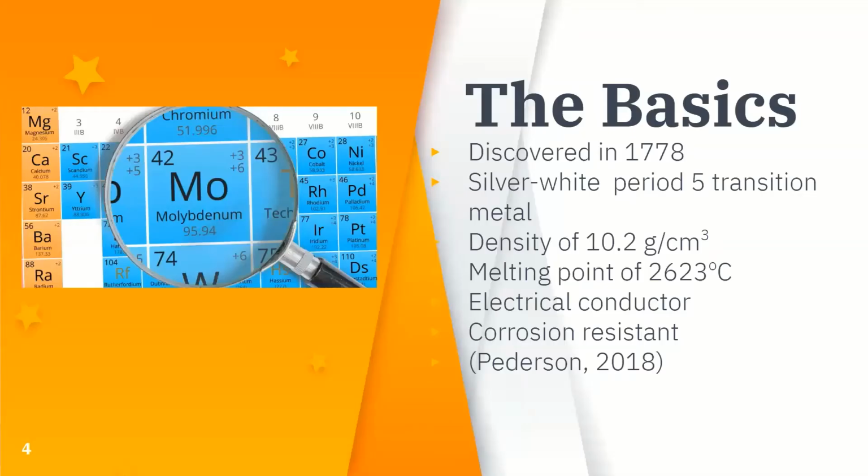Moly-B is a period 5 transition element that is typical of most metals with a silvery white and shiny finish. It has an extremely high melting point, actually one of the top 5 metals, and that makes it a valuable additive in the formation of many alloys.